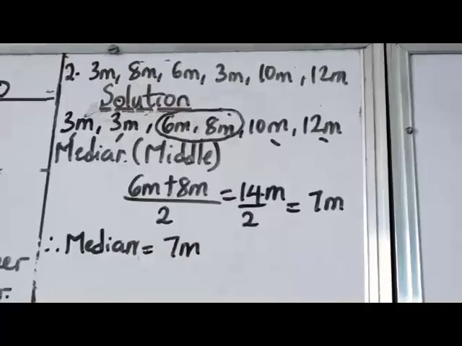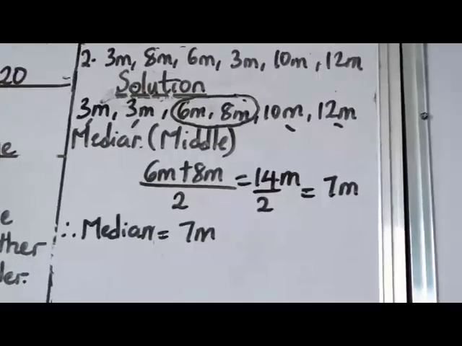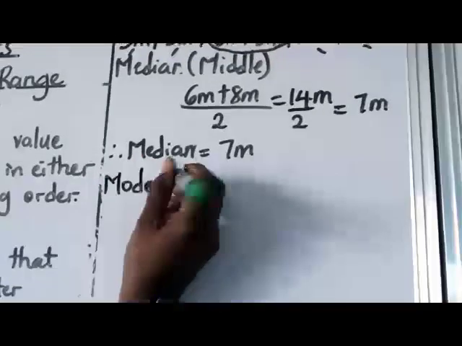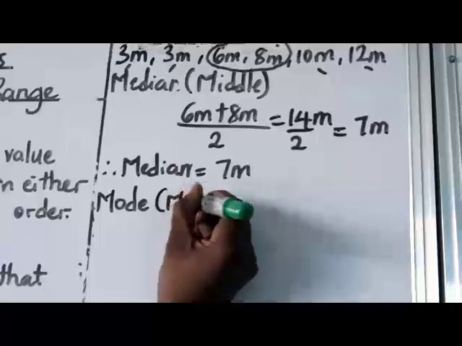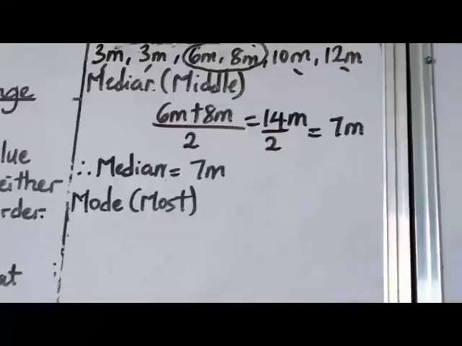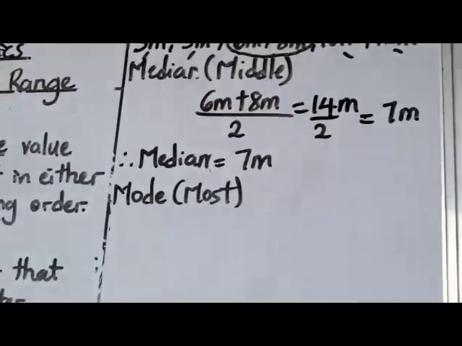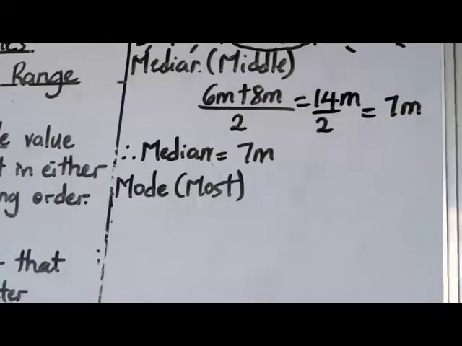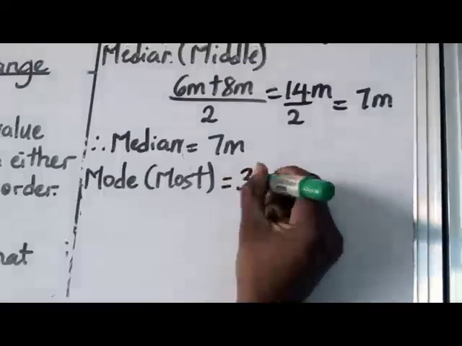Good. You see what we did when we had 2 values in the middle. Just find their average. The next is the mode. What is the key word for mode, Deborah? Most. Thank you. Now, we shall capture our mode from the value we have there. Look at it well. Which one appears most? Kelvin, tell us. 3. Beautiful. So our mode is equal to 3 meters.